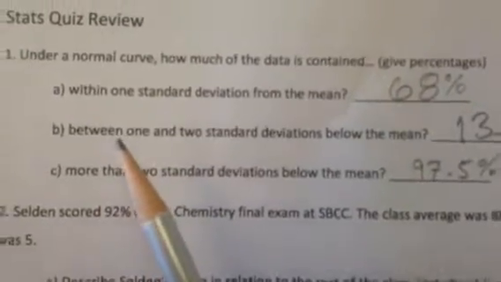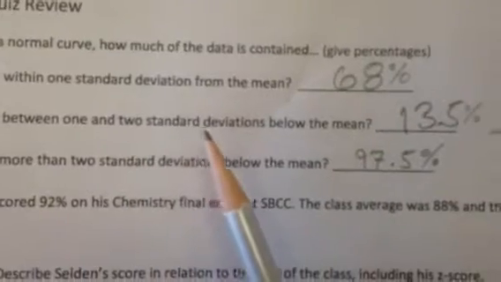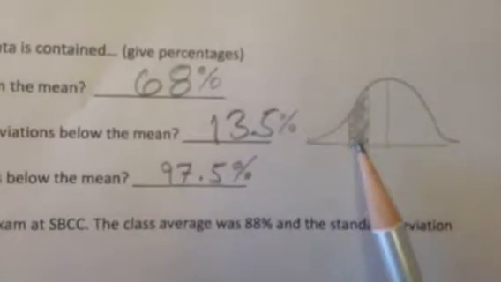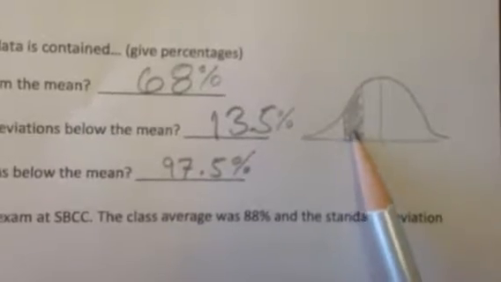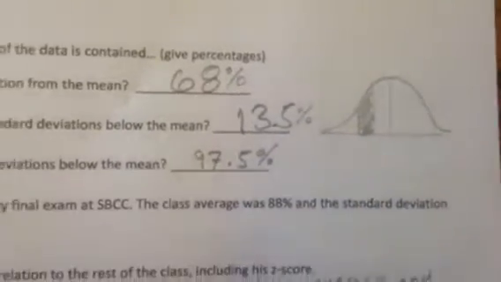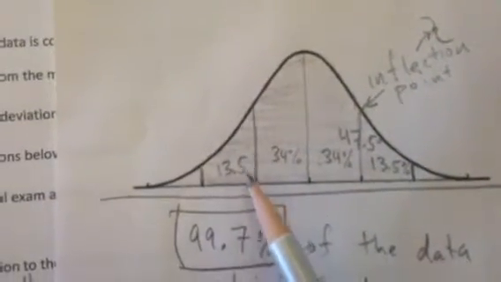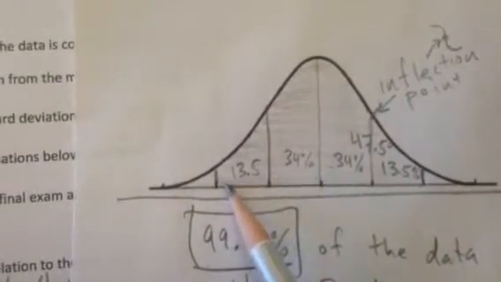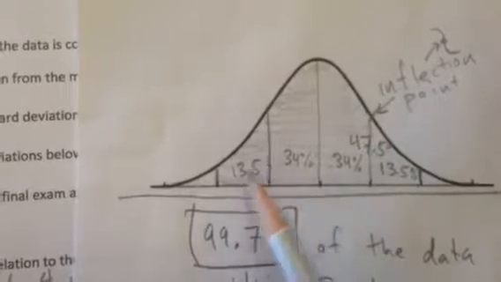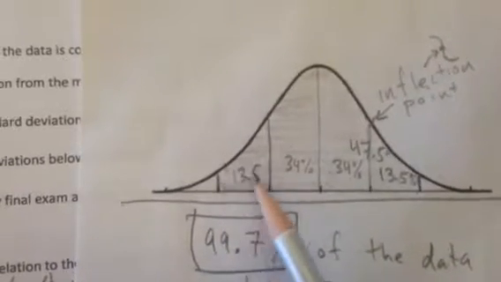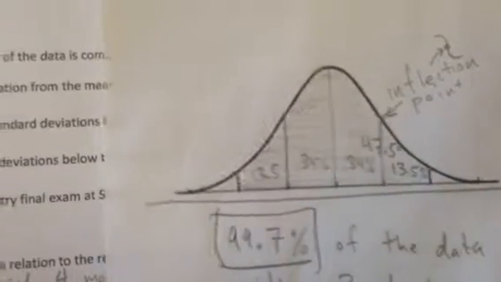Using that same kind of curve here, how much percentage is between 1 and 2 standard deviations below the mean? That is kind of hard to describe maybe. I'm not sure if that came across very well, but that's this area right here. You can think of that as between 1 and 2 standard deviations below the mean. There's 1 standard deviation, there's 2, and so that's 13.5% right there.